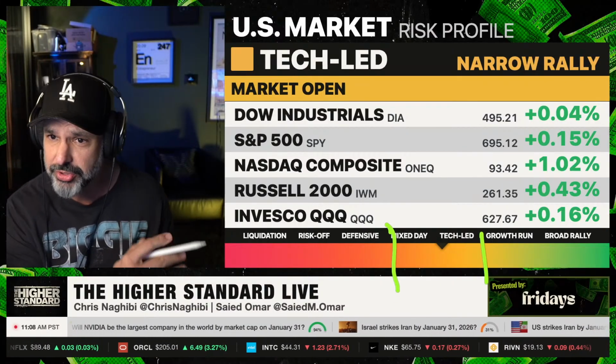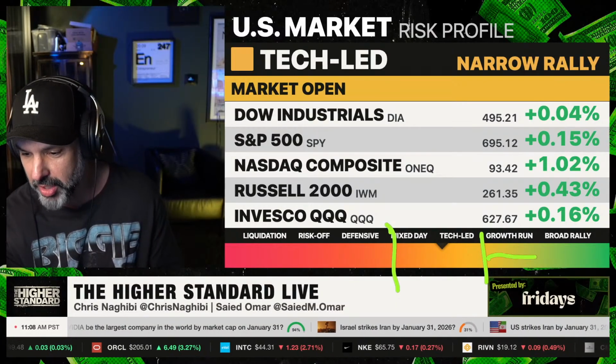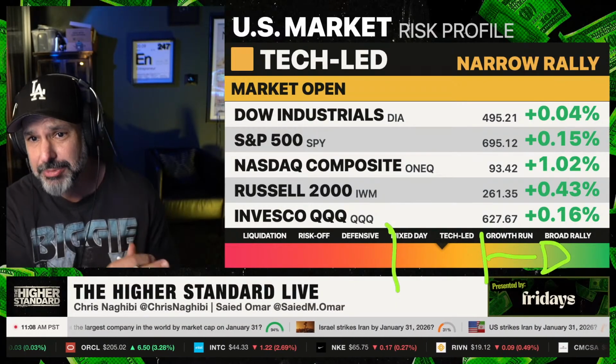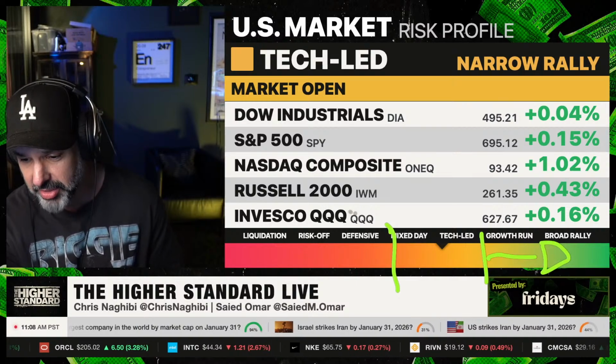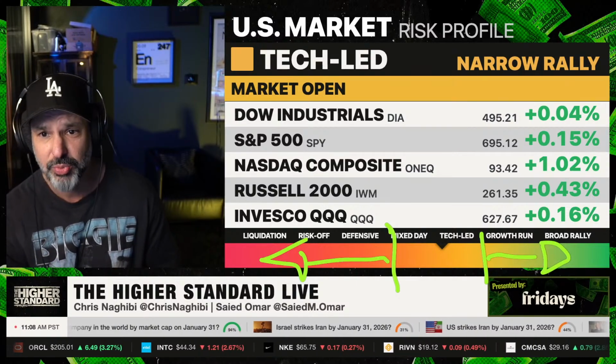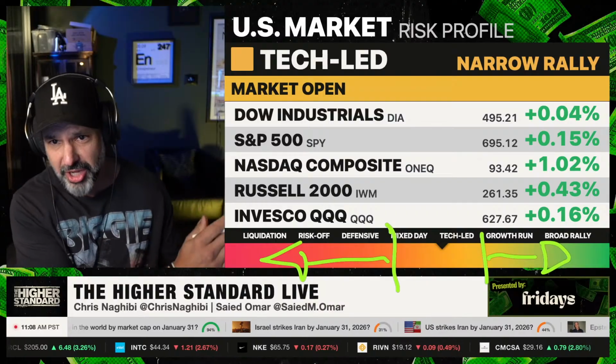And if you'll notice, the color spectrum here isn't exactly what I would call green for growth, because what we're going to do in the future is say that anything that's really a growth run and above a broad rally, that is positive trending. Anything really between mixed day and down this way is going to be defensive, risk off positions, and liquidation.